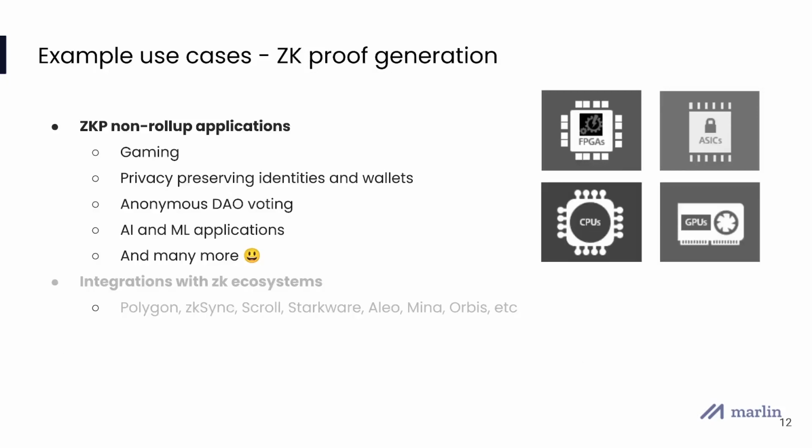So ZKPs can be used to build games, wallets, voting apps, ML applications, and a lot more. And if you want to have the provers run efficiently without utilizing all of your or your users' resources, such proving operations can be outsourced to Marlin. You can also build integrations with existing ZK ecosystems by outsourcing some of their provers to our network.